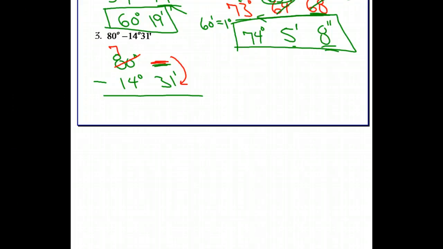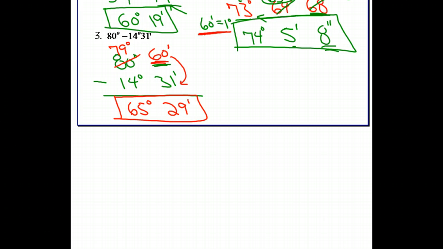Let's borrow. Make it 79 degrees. And when we borrow, we're taking a degree. But we know a degree is the same as 60 minutes. So we borrow from that degree, and look, that gives us 60 minutes right here. Now we can subtract 60 minus 31, 29 minutes. And our degrees, 79 degrees minus 14 degrees, looks like 65 degrees. So 65 degrees, 29 minutes is our answer.